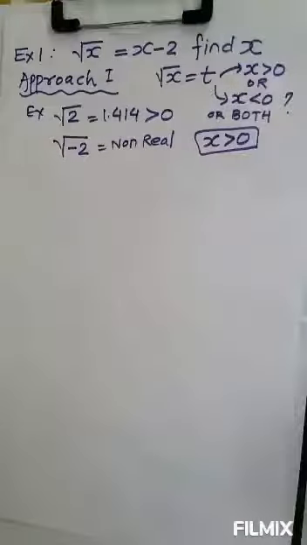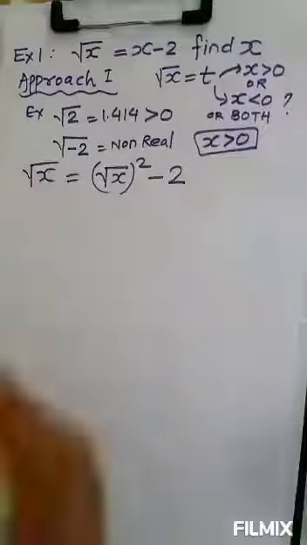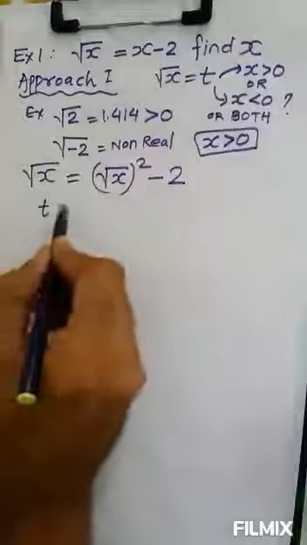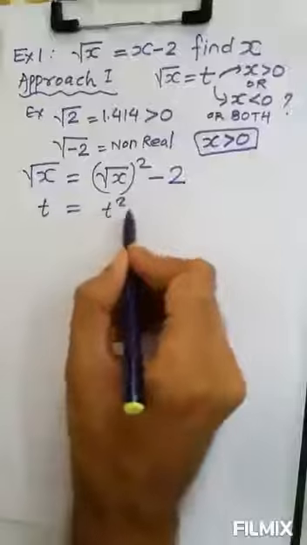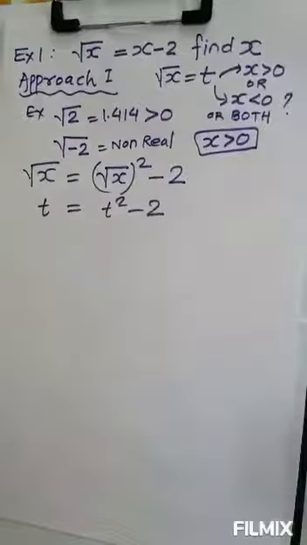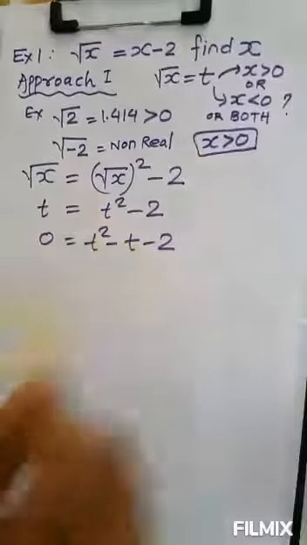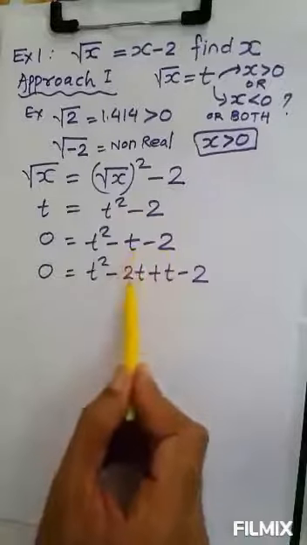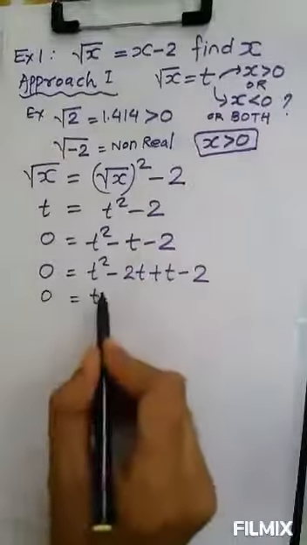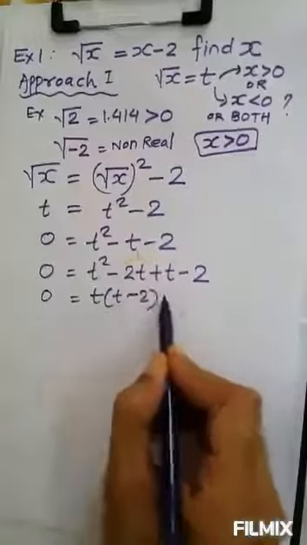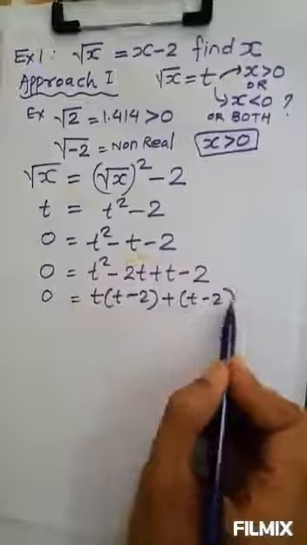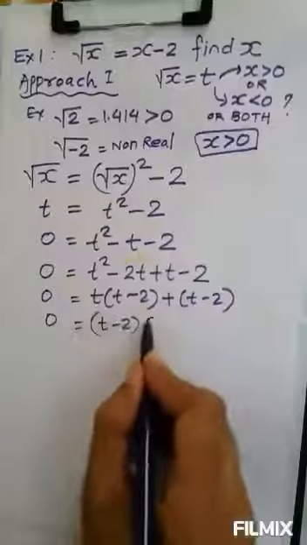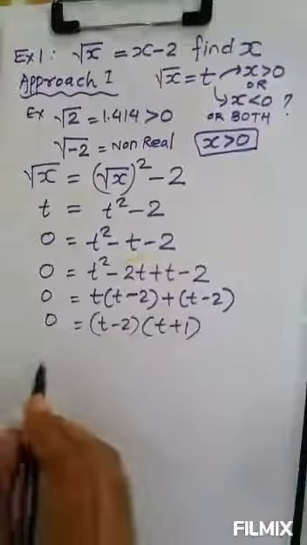Whatever the answer comes, only positive we will take. So now we will solve the quadratic. Root x whole square we can write as x, and now root x we substitute as t. So this becomes t square minus 2, which is a quadratic in t. Transferring this t here, it becomes minus t. Then splitting the middle term minus t as minus 2t plus t, taking t common from the first two terms and 1 common from the last two terms, we get t minus 2 common and t plus 1 also. So these two are the factors.